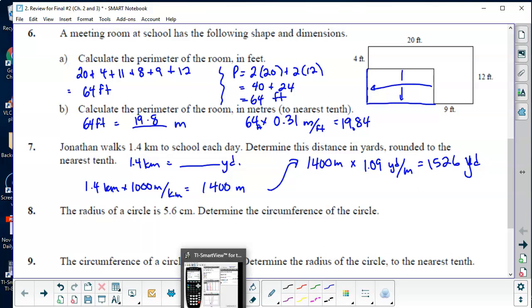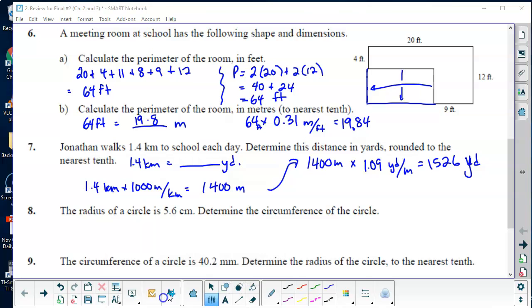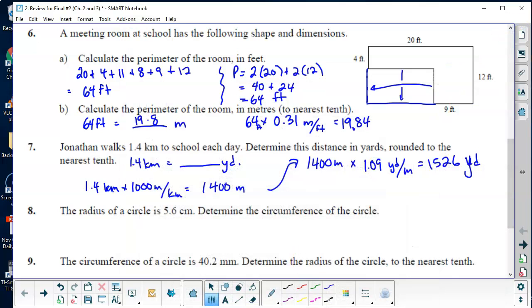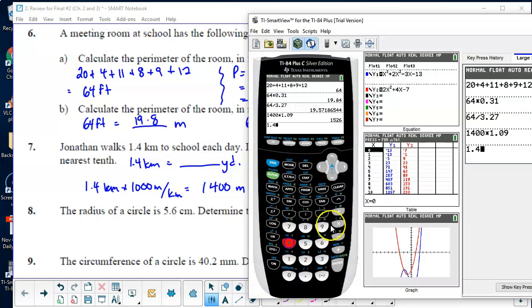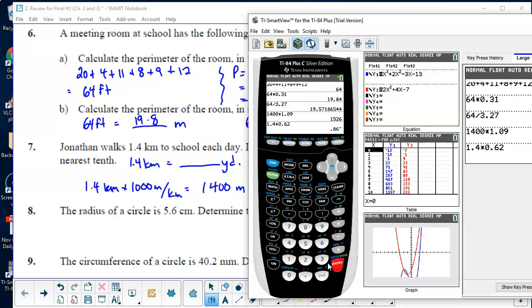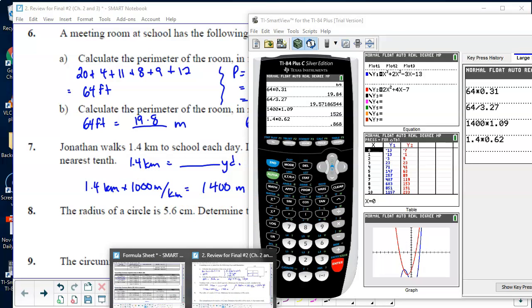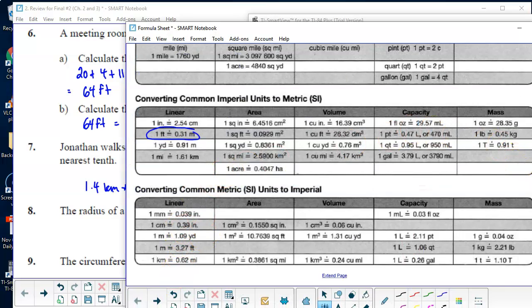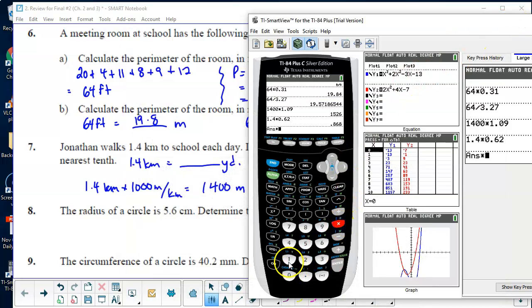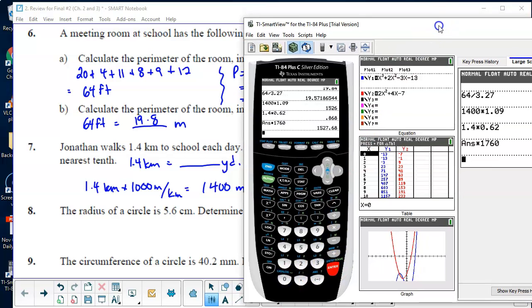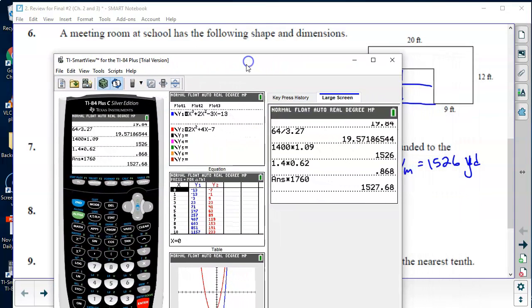Now, if you had done it by converting to miles first, that would be multiplying by 0.62. So 1.4 times 0.62. That gets it into miles. And then you would have to look at your miles to yards, 1,760. So then multiply by 1,760, and we get 1,527.7 to the nearest tenth. So very close, but a little bit off.